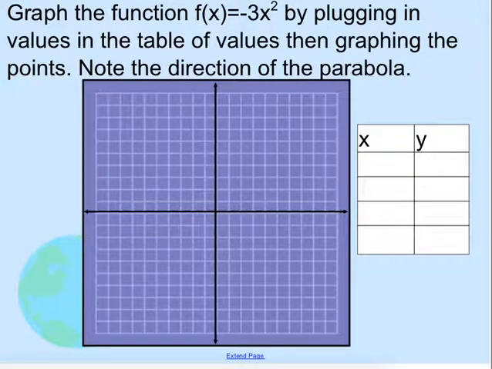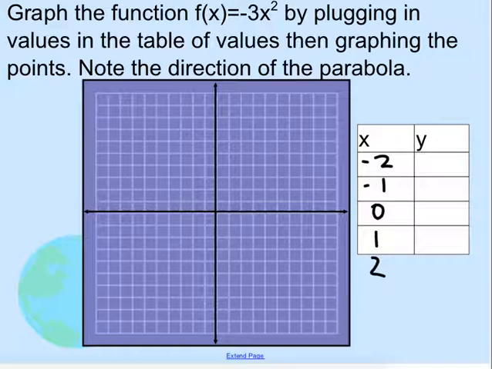Now, if we have something slightly different, it's actually been stretched a little bit and reflected. We have f of x equals negative 3x squared. We want to plug some values into our table and then graph them. So I'm going to pick negative 2, negative 1, 0, 1, and 2.